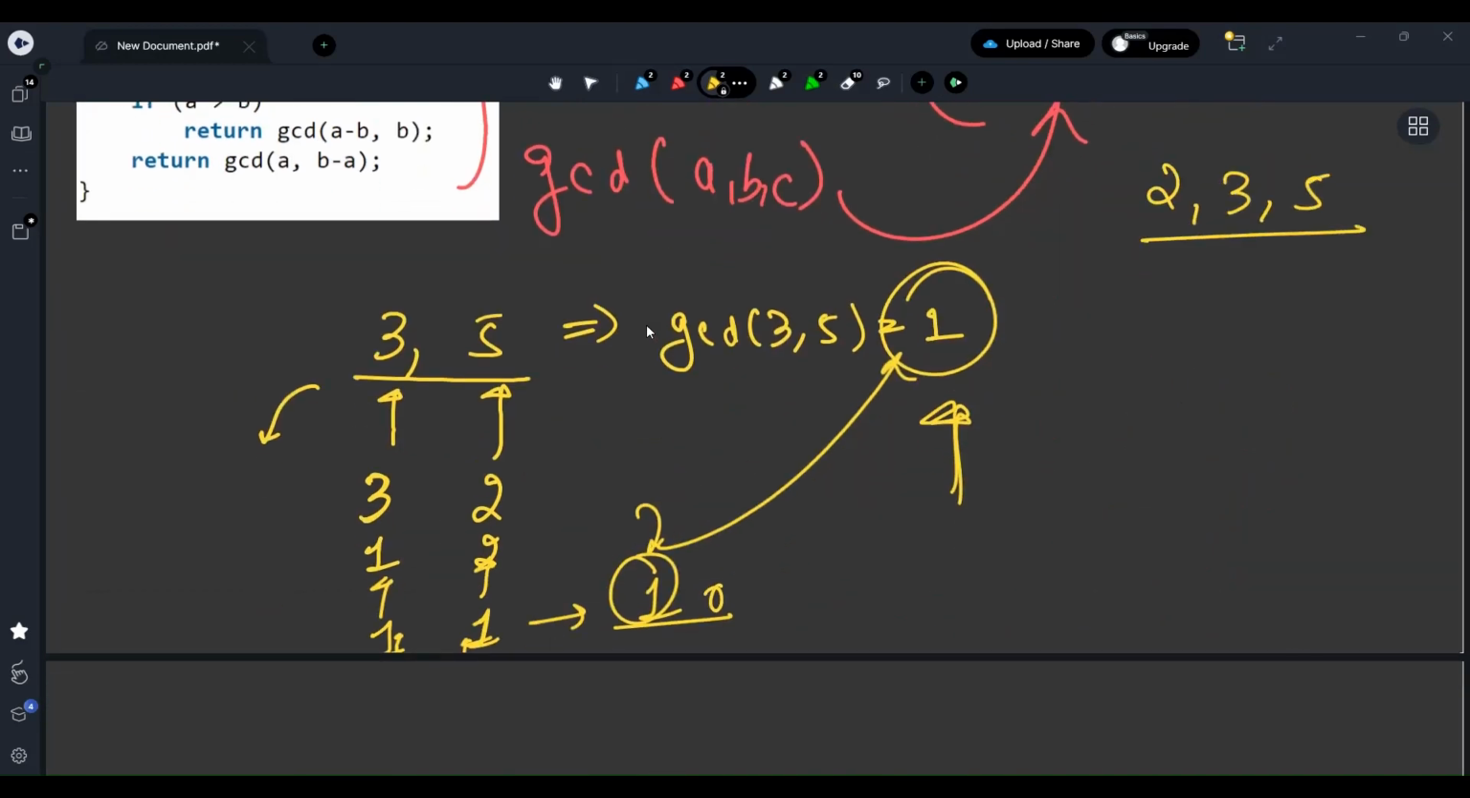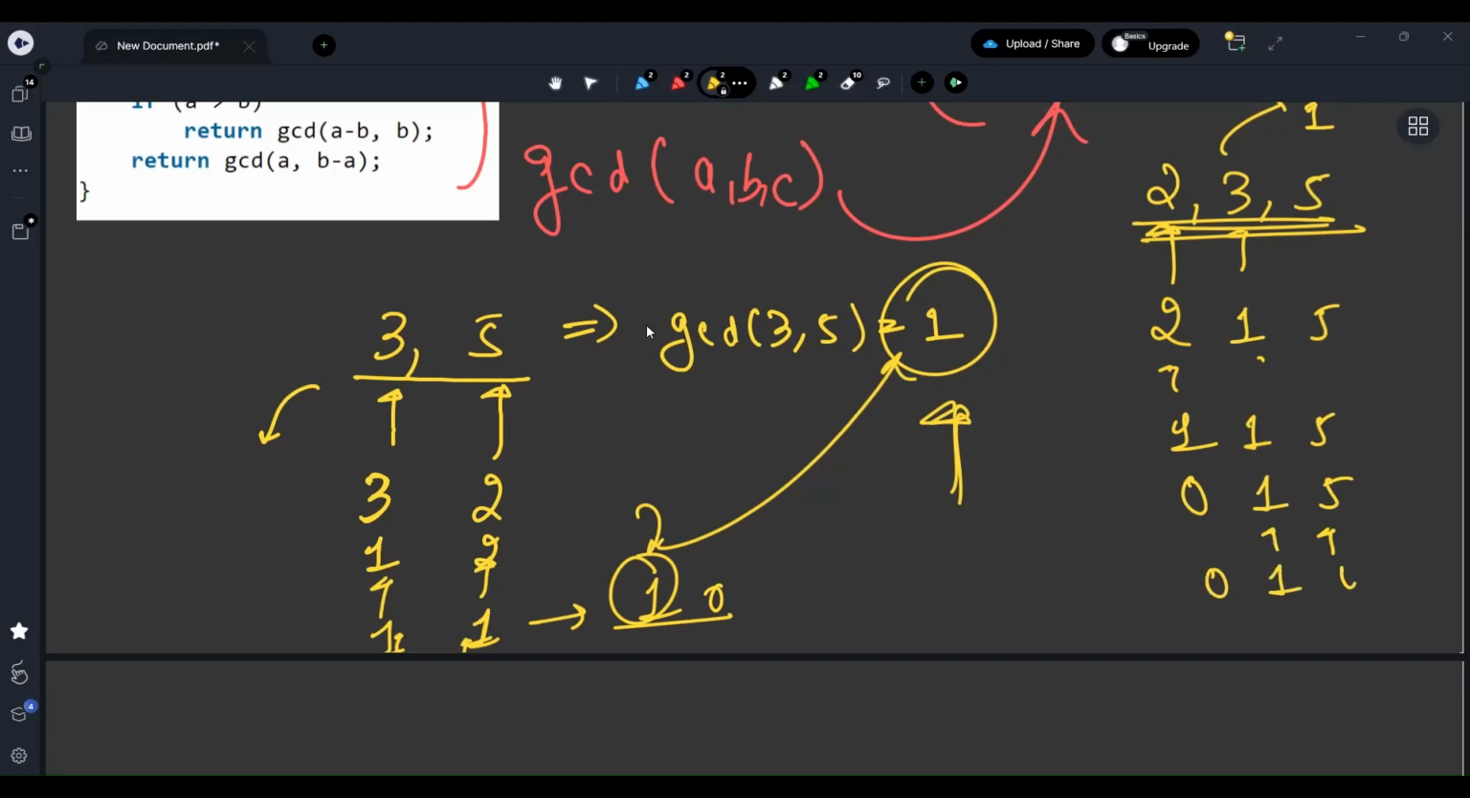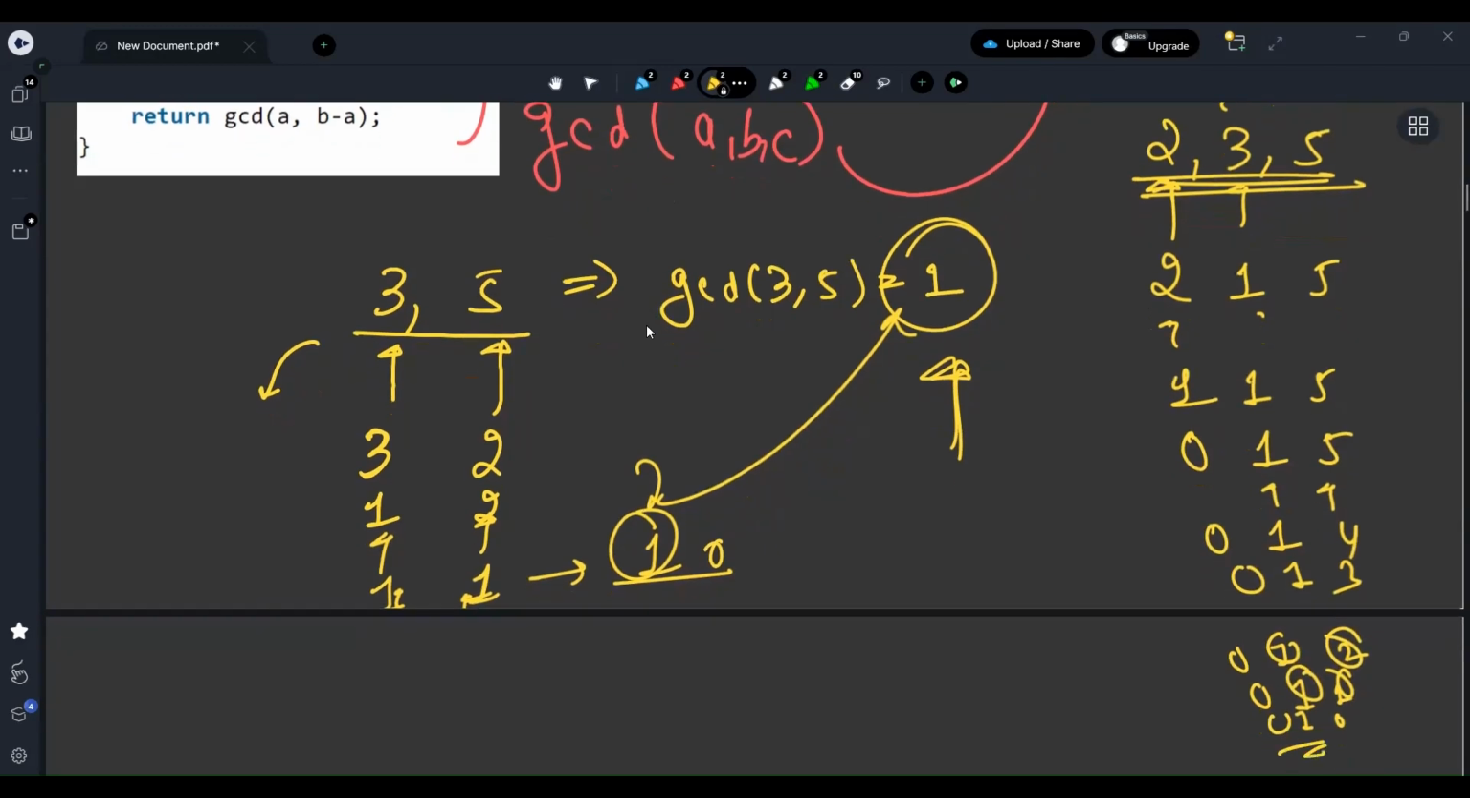So the GCD will be again 1. If I apply this same thing, 3 will be greater than 2, this will become 1. Now 2 will be greater than 1, it will become 1, 1. 1 will be greater than or equal to 1, it will become 0, 1, 5. Now 5 will be greater than 1, it will become 4, 3, 2, 1, 0, because 2 will be greater than 1, 1 will be greater than or equal to 1. So like this, in the end we are only remaining with the 1.